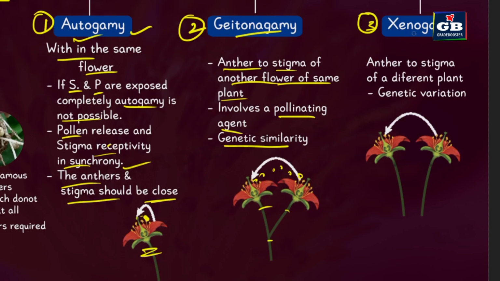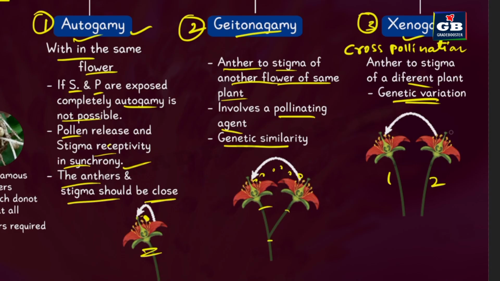Next we see xenogamy. Xenogamy is anther to stigma of a different plant. So this is one plant, this is another plant. Here the transfer of pollen from one flower to another flower of different plants takes place. This is called xenogamy. So this is the true cross-pollination. Why are we calling this true cross-pollination? Because there is genetic diversity. This plant is different, this plant is different, so there is genetic variation. Right? This is xenogamy.